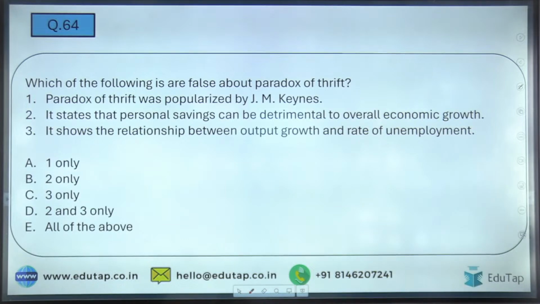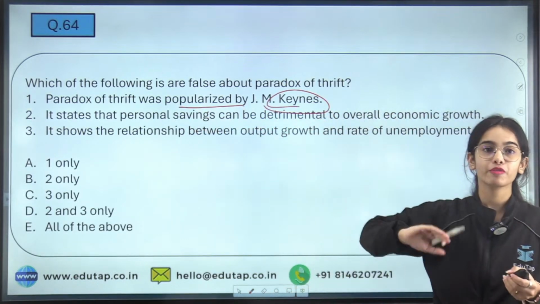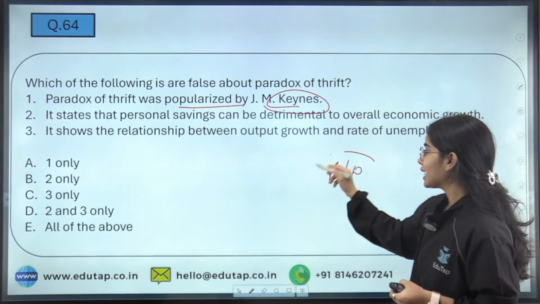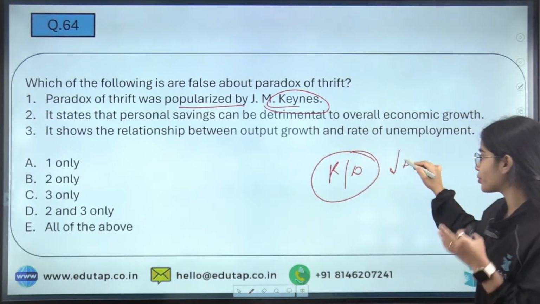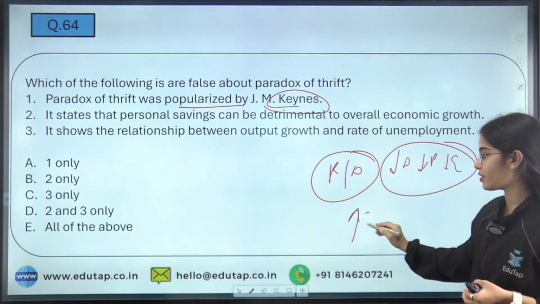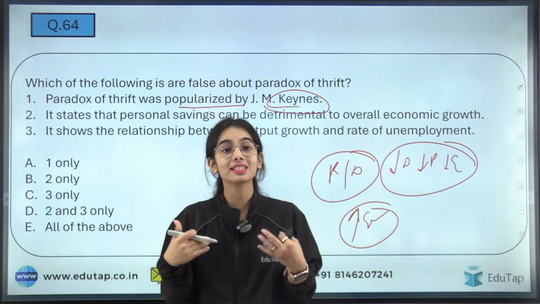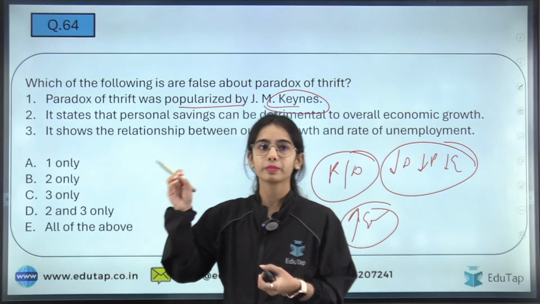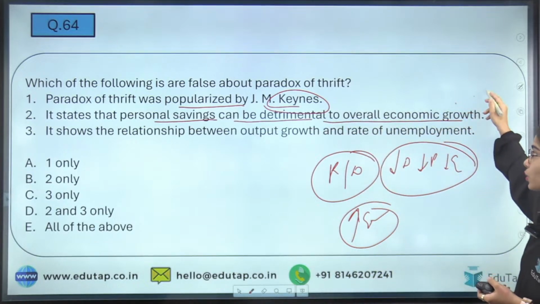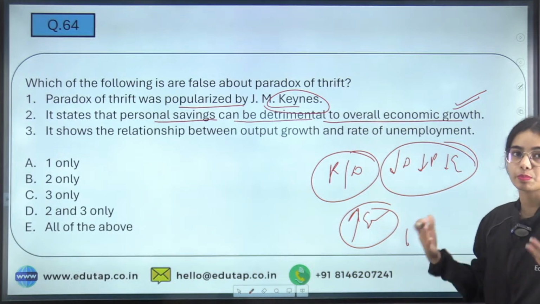So first of all, the paradox of thrift was popularized by J.M. Keynes, in which he says that if there is a recession or depression coming, demand is low, production is low, and employment is low. In that scenario, if households do more savings, that will further decrease demand, which is detrimental for economic growth. So it states that personal savings can be detrimental to overall economic growth. That is correct. In the case of recession and depression, if people are saving, that is bad.